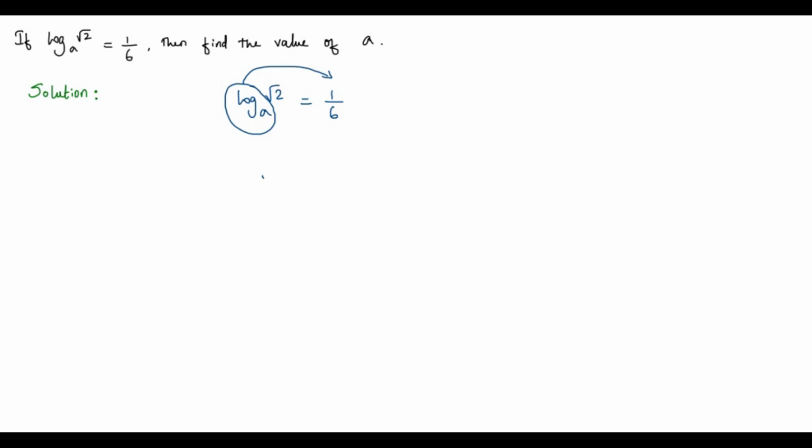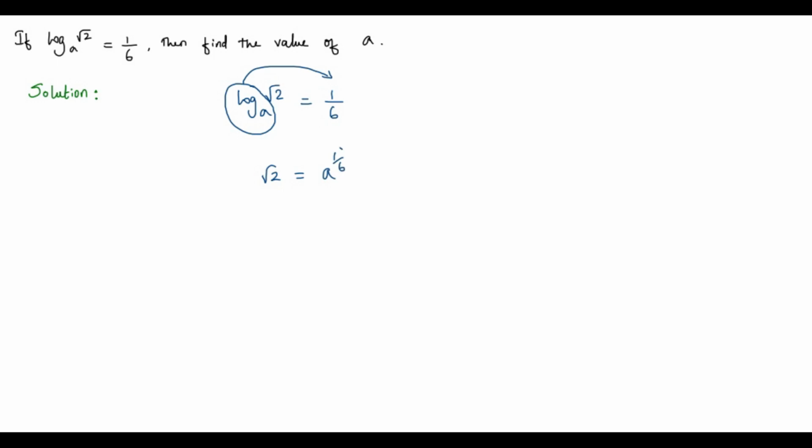So in this case, square root of 2. When this logarithm to the base a goes to the right side, we ignore the logarithm and consider only the base a. So the value 1 divided by 6, which already exists on the right side, will become the exponent of this a. Now we can easily solve for a.